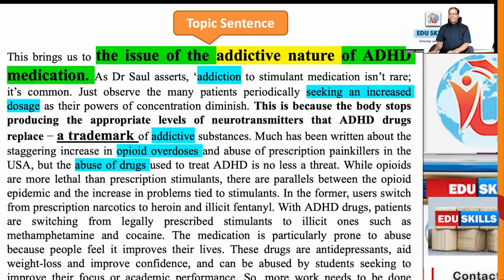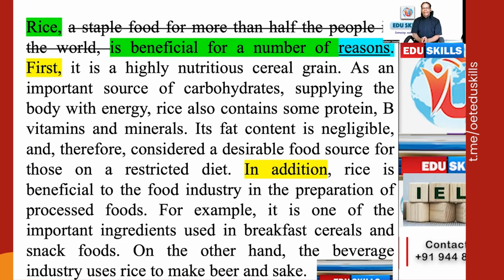The next topic sentence: the issue of the addictive nature of ADHD medication. You see, yeah. Now you see there is a difference here. Controlling idea is brought in the first part, and topic is given in the other part. The sentence is just changed. So what is the topic here? ADHD. Topic is ADHD, but controlling idea is addictive nature of medication. You can see addiction, seeking an increased dosage, addictive opioid disorders, abuse of drugs. All this addiction. Same text color inside the text. So this is known as topic sentence. Just giving you an idea.